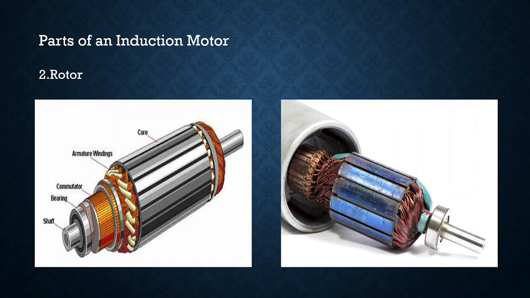Next is the rotor. The rotating part in the squirrel cage motor is the rotor. The rotor consists of bars connected at both ends by rings, forming a cage-like structure. These bars are placed in the laminated iron core of the rotor. The current is induced in these bars by the stator's magnetic field, and that's what produces torque.